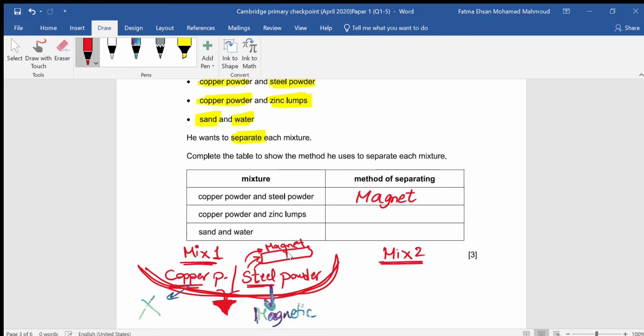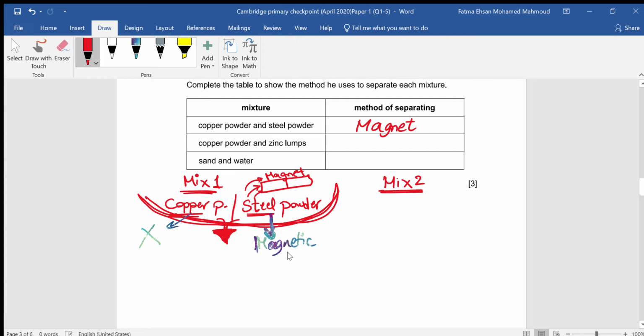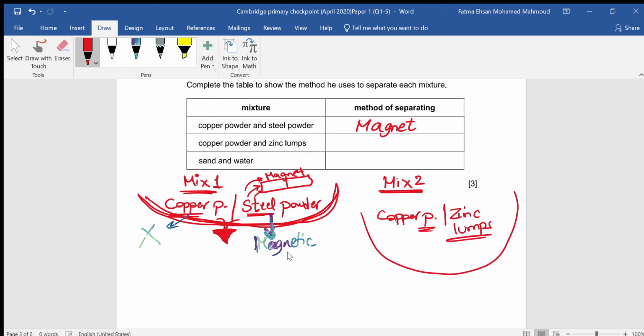What do I have in mixture number two? Mixture number two, I have copper powder and zinc lumps. What do I mean by lumps? Lumps يعني عندي كتل. يعني ده powder ودي كتل. Actually, here I have many methods of separation. What can I use as a first method? Think. Excellent. I can use sieving. I can use a sieve to separate both of them.